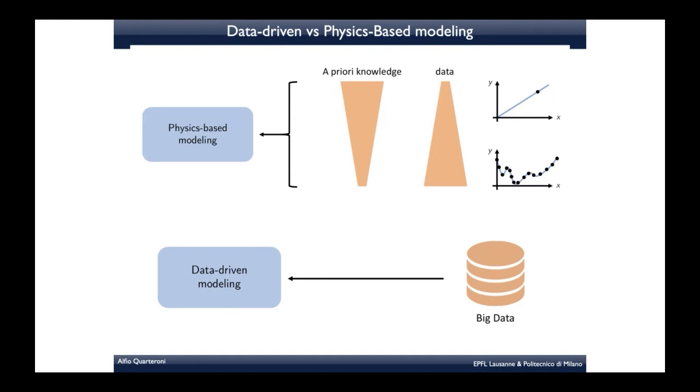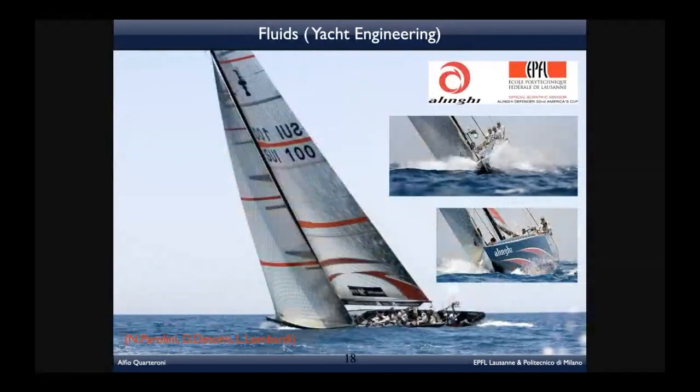So you have two different cones here. A lot of a priori knowledge for physics-driven models with little data necessary. And on the other side, you see many data in data-driven models and little knowledge, right? So these are the two basic alternatives, if you want to use a shortcut.